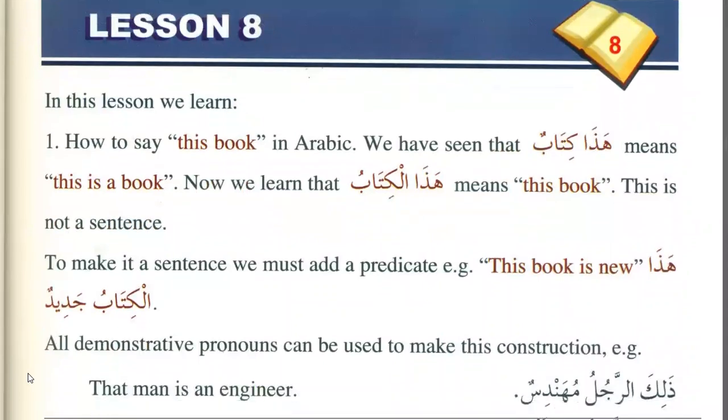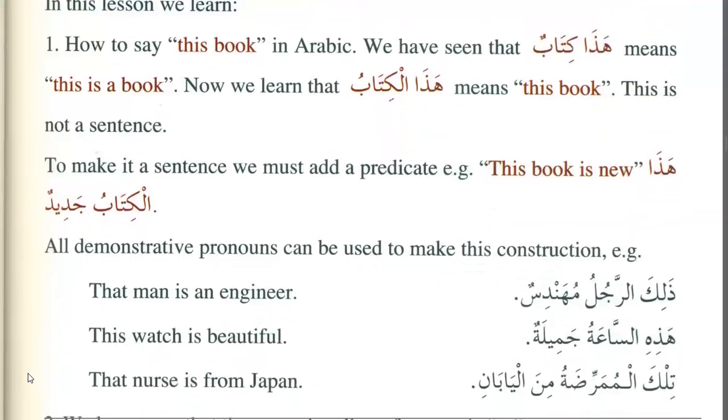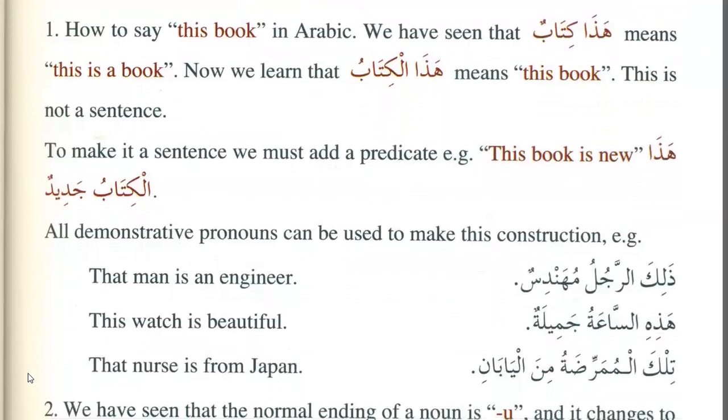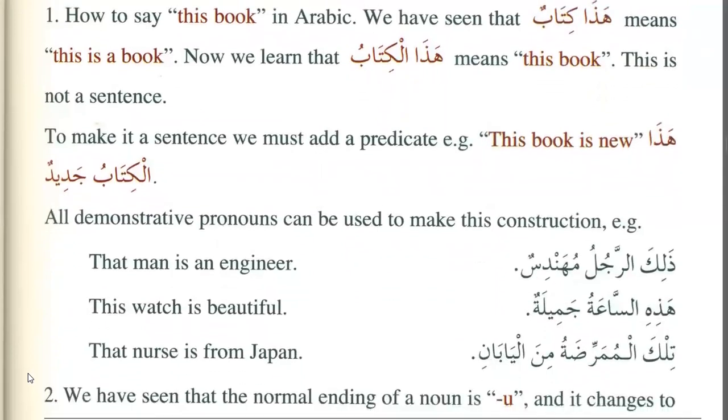Okay, Bismillah. In this lesson, we learn how to say this book. In Arabic, we have seen that Hada Kitabun means this is a book. Now we learn that this book is not a sentence. To make it a sentence, we must add a verb. This book is new. This book is new. Should I continue? Oh yeah, sorry.